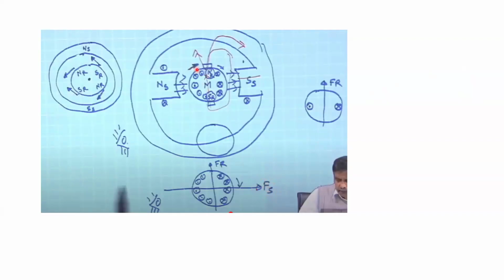Now, in the DC machine, by using the commutator arrangement, one set of conductors which are under the north pole will always have one polarity of the current direction, and another set of conductors which are under the south pole will always have one particular polarity of current direction by using the commutator arrangement.